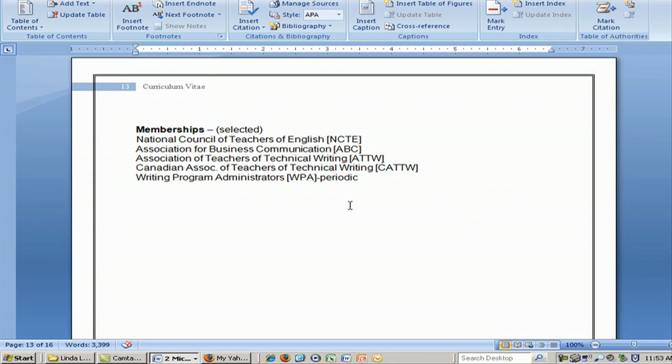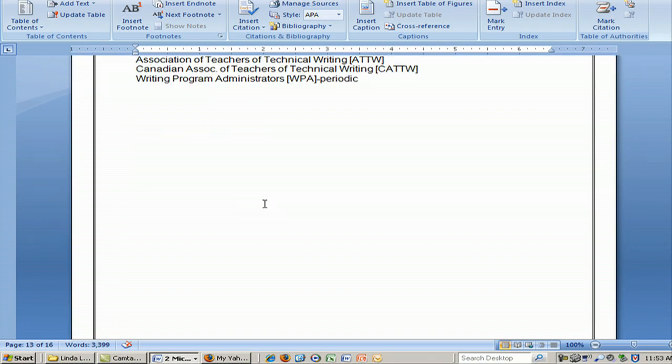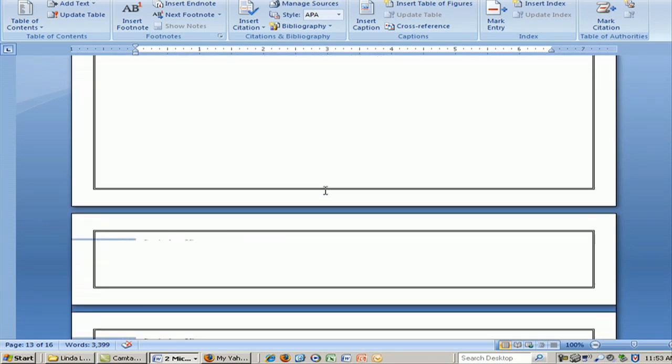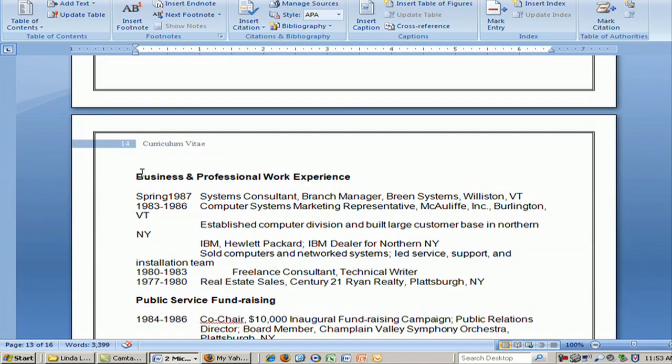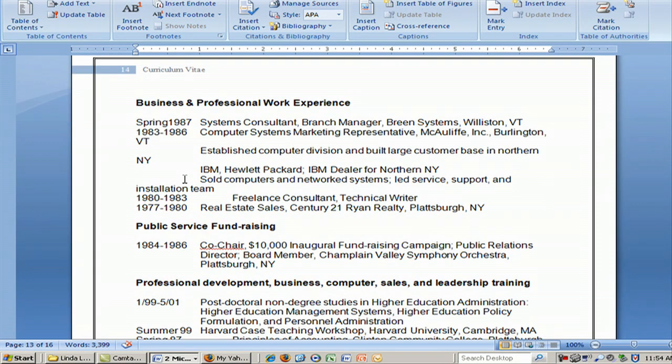I'll go fairly quickly through these last few here because they're fairly standard. I know most of you have seen these before. Some of you may have some business and professional work experience, either as consultants or prior to entering your academic career. You would want to put that here.